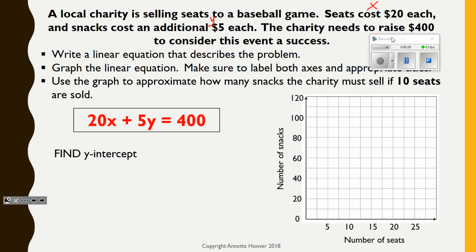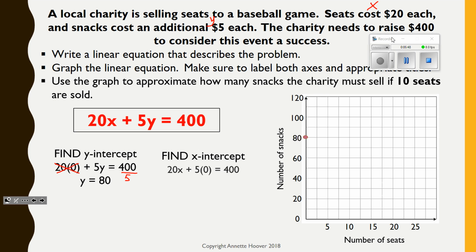To find the y-intercept, we plug in 0 for x, and that term goes away. We're left with 5y equals 400, so y is equal to 80 because we just divide by 5. So we go over to the y-axis and we plot 80. To find the x-intercept, we plug in 0 for y this time. That term goes away. Now we have 20x equals 400, so x will be equal to 20 after dividing both sides by 20. So we go to the x-axis and we plot 20. We take a very straight edge, protractor, or ruler, and draw our line.